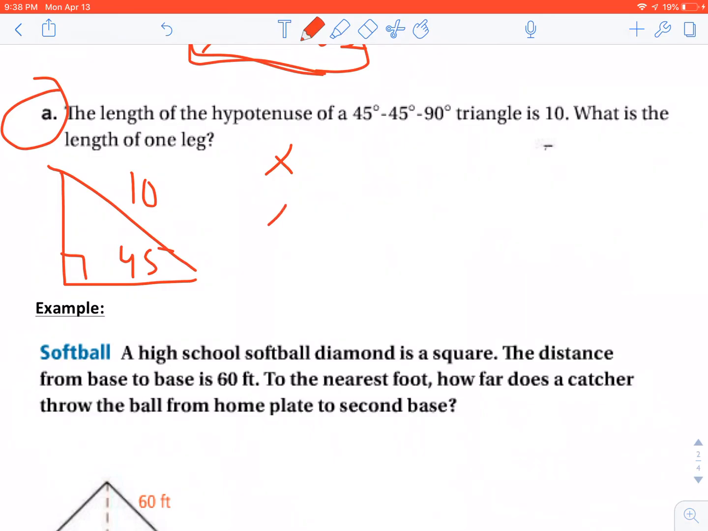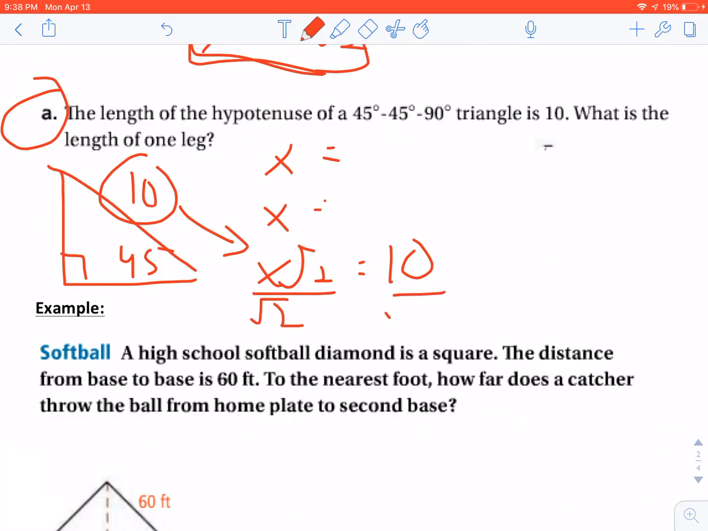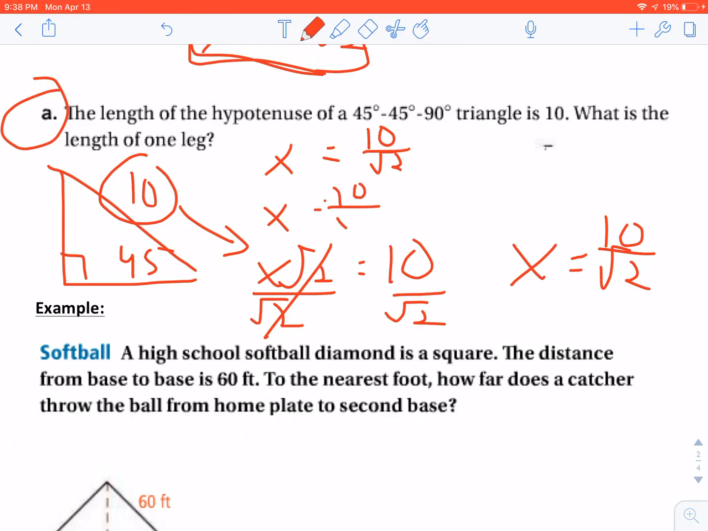Well, again, make your table. Okay, so you have x radical 2. They've given you the hypotenuse. That goes here. Simply solve for x. Divide both sides by radical 2. Those clear. And x is equal to 10 over radical 2. Okay?